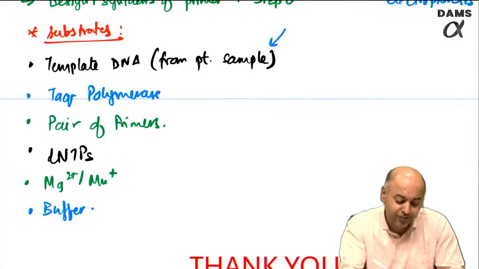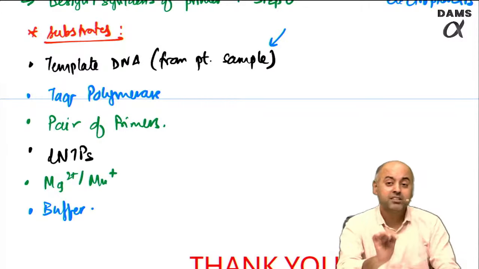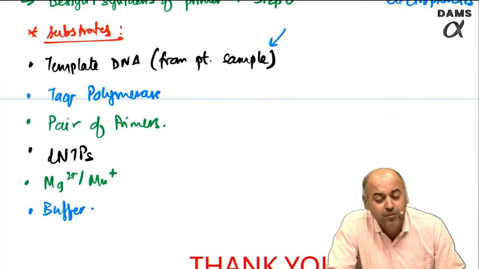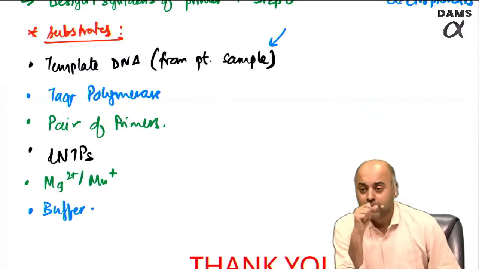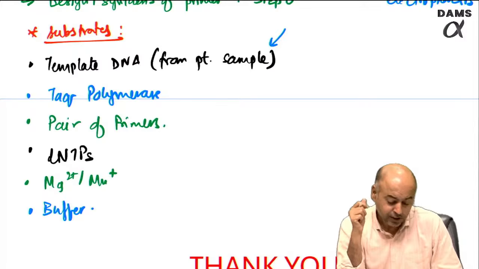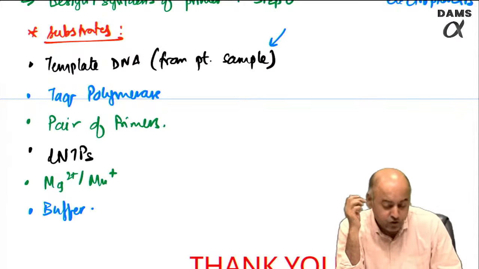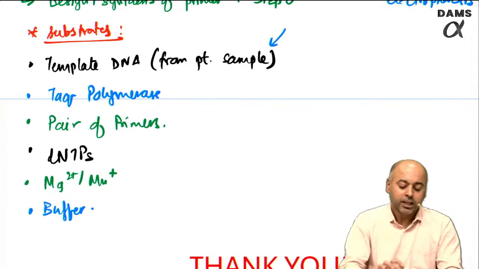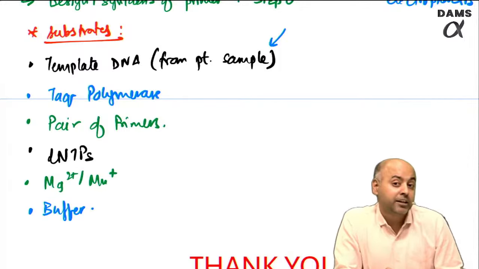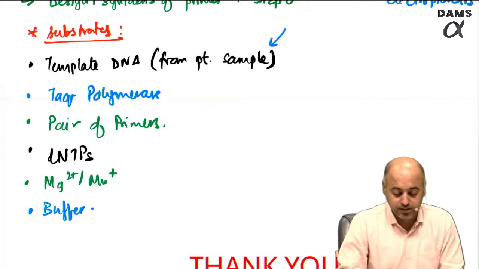So please note, the only variable is the patient sample. If the template DNA is present in the patient sample, then the PCR will be successful. Yes, magnesium is required. If magnesium is not there, then you can replace it with manganese. If the patient sample doesn't contain the template DNA, PCR will not be successful.